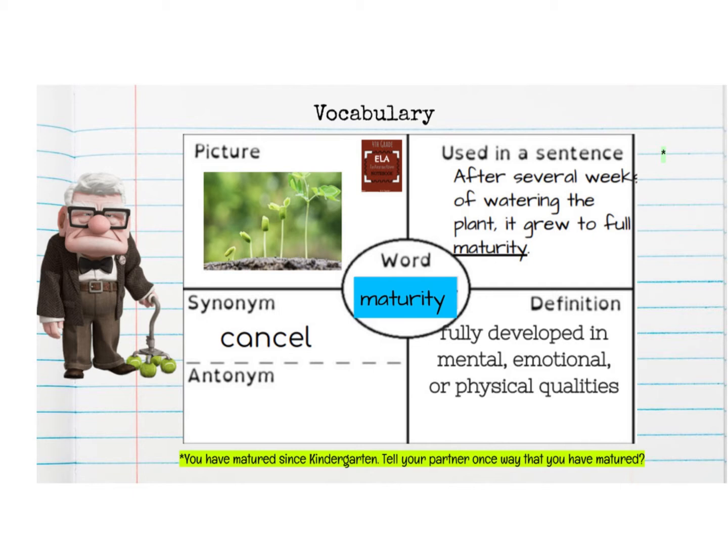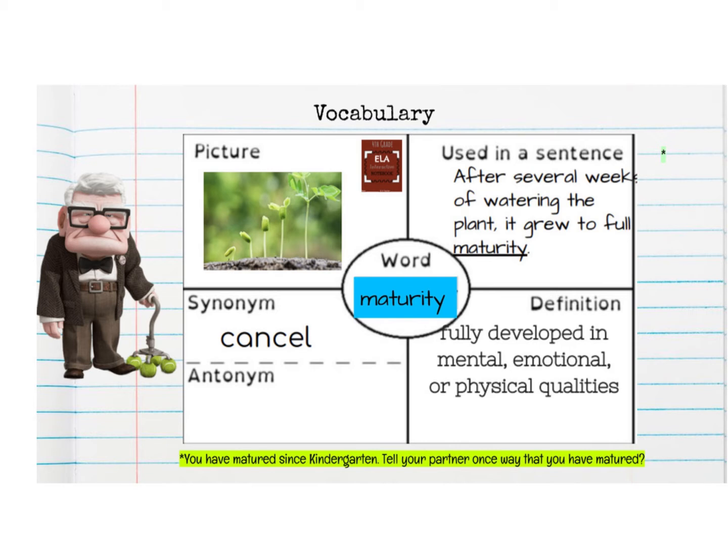Let's look at this sentence. After several weeks of watering the plant, it grew to full maturity. So it was fully developed. It was fully grown. At this time, please draw the picture for the word maturity. It can match my picture or it can be your own picture, but it needs to show the meaning of the word maturity. All students are drawing maturity in their interactive notebook.